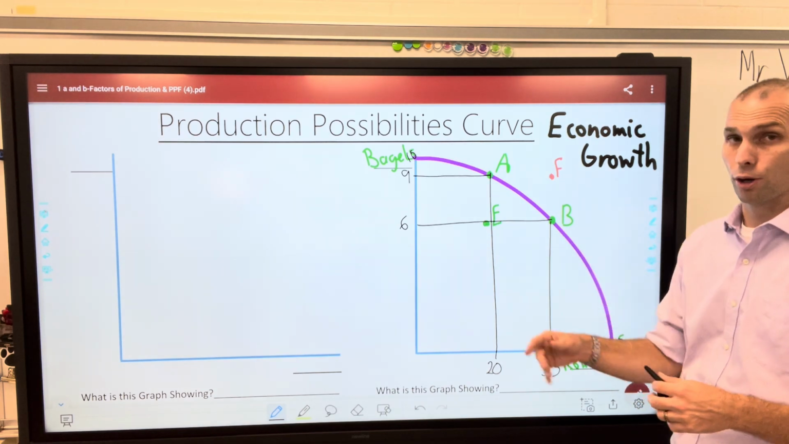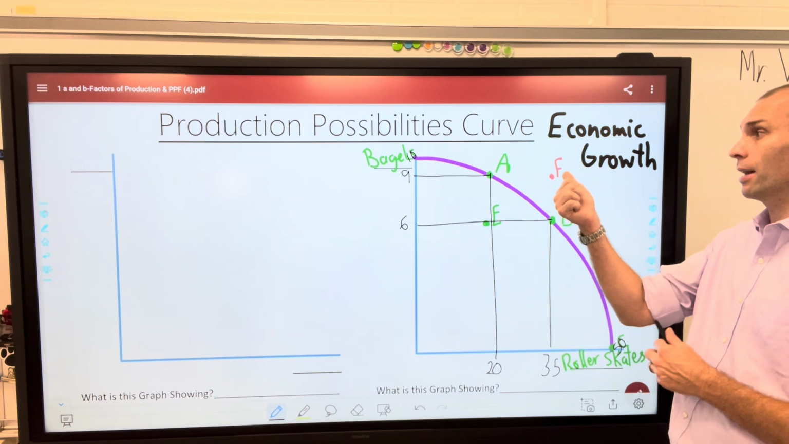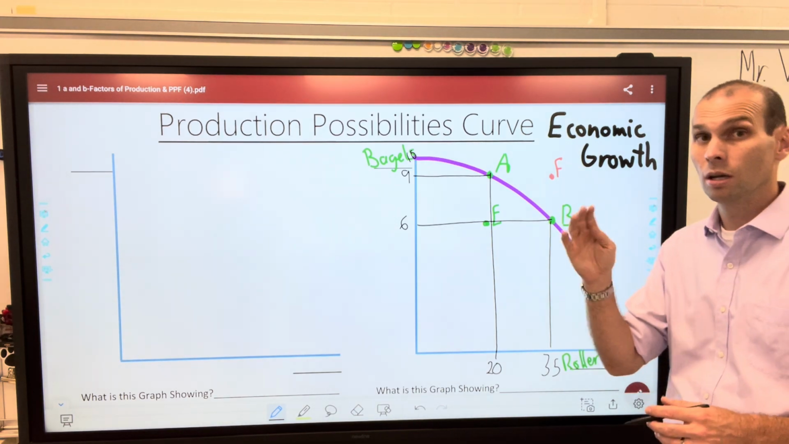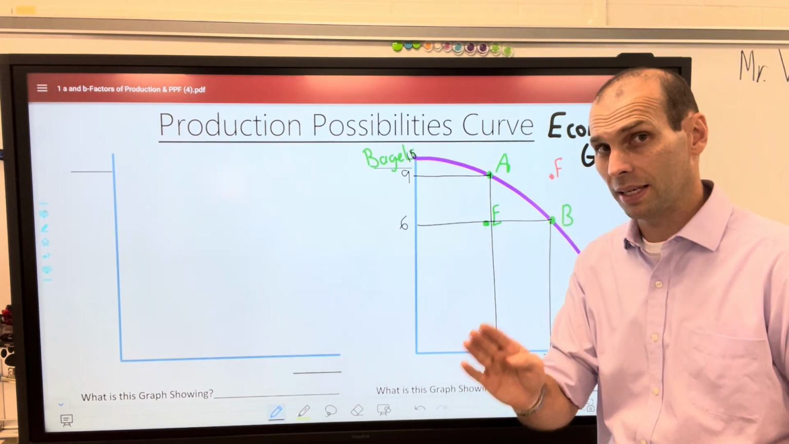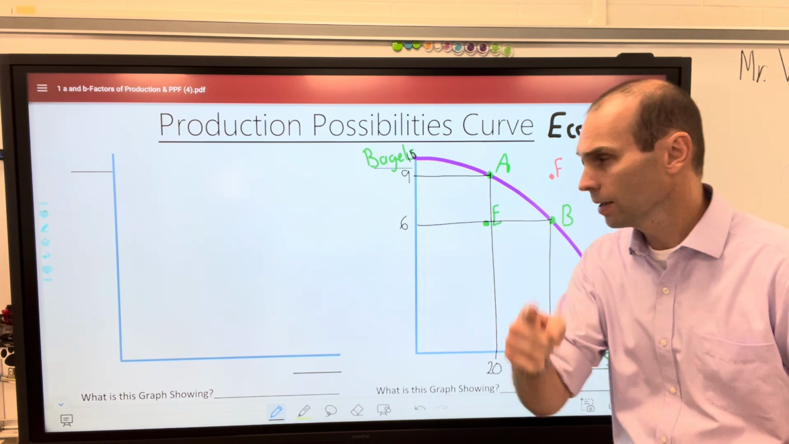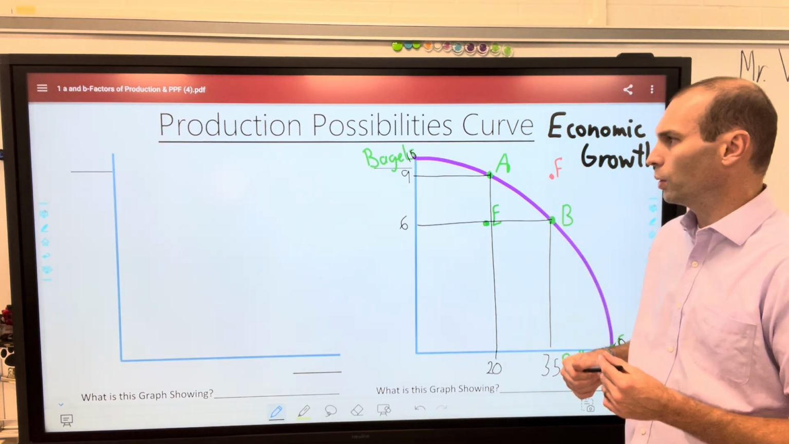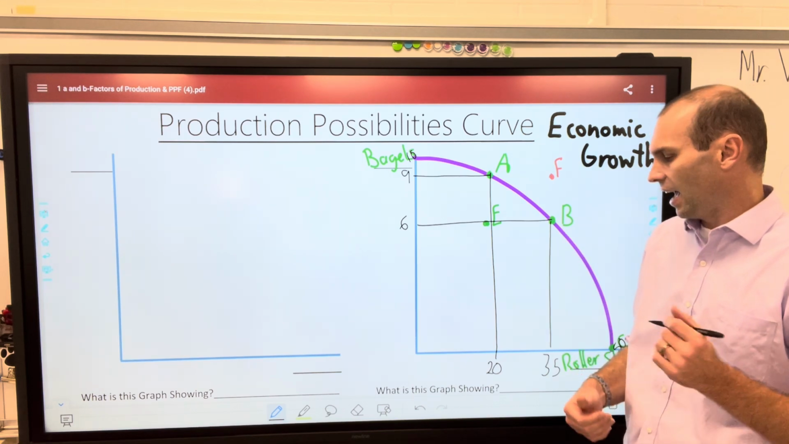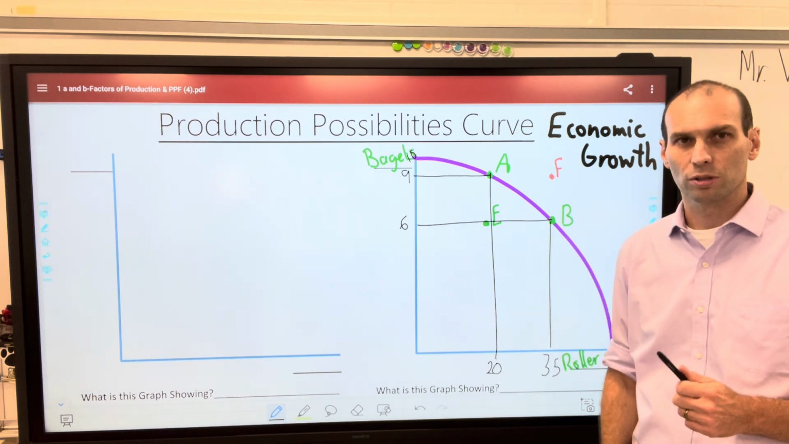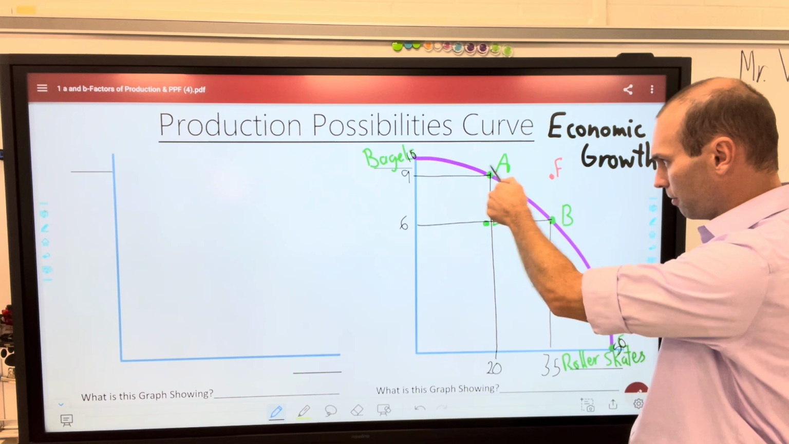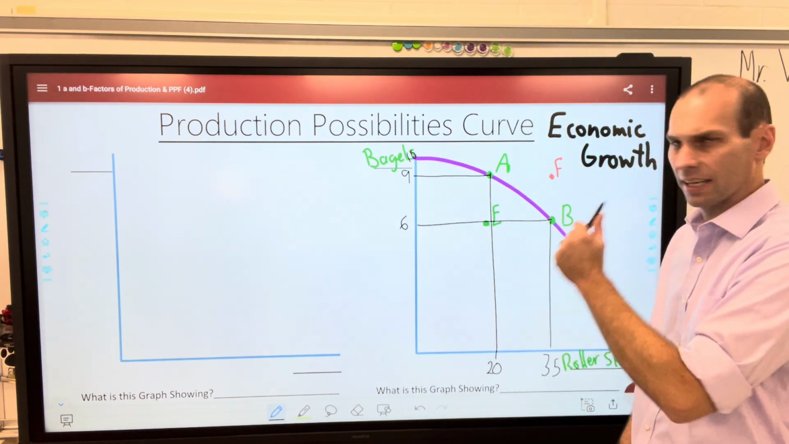Things inside the curve would be inefficient, and anything outside the curve is impossible, so long as everything remains the same. It's going to be important. Now, let's say, all right guys, let's start producing. And we produce 9 bagels and we produce 20 roller skates. I say, all right, we're at point alpha, 9 and 20. Good job, guys, we're efficient.